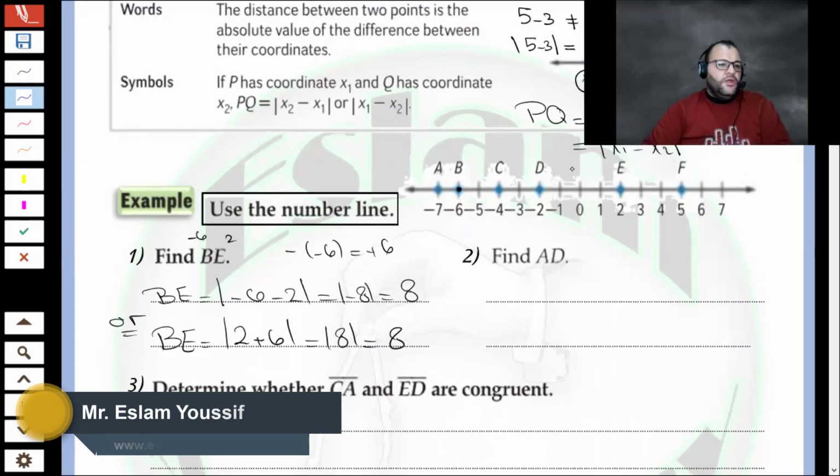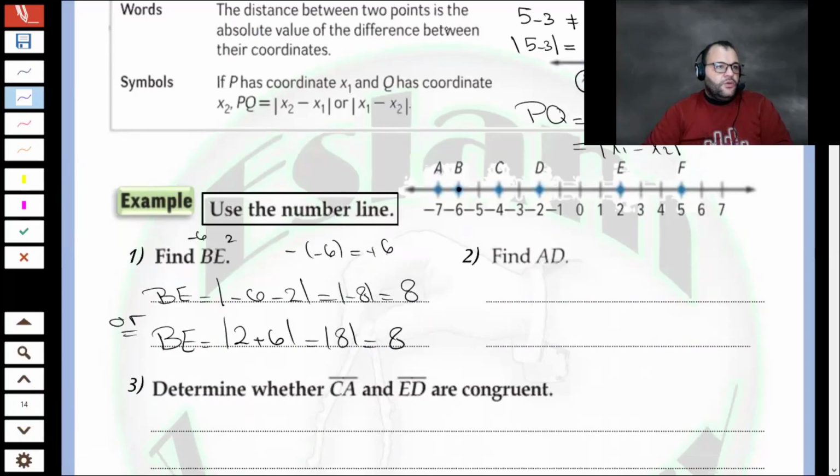Yes. Okay. So we need to find AD. A is negative 7, and D here is negative 2. So to find AD, it equals the absolute value of negative 7 minus negative 2, which is plus 2. So it will be the absolute value of negative 5, which equals 5 units.